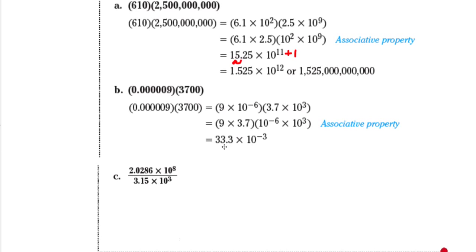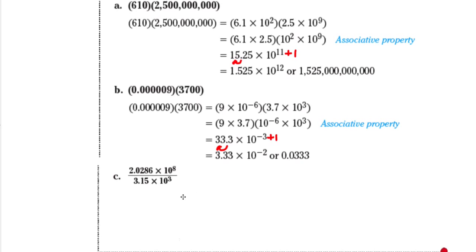And if you notice, 33.3 is still greater than 10, so we move that decimal one space to the left. And since we moved that decimal one space to the left, remember we added 1 to 11. Therefore, we need to add 1 to negative 3 as well. So this becomes 3.33 times 10 to the negative 2, or 0.0333. Okay?